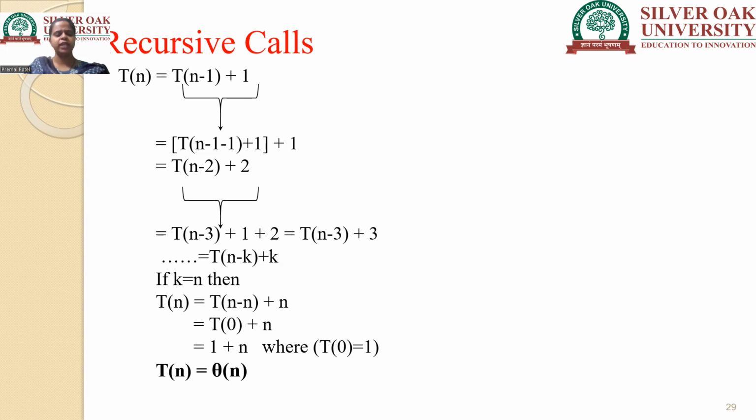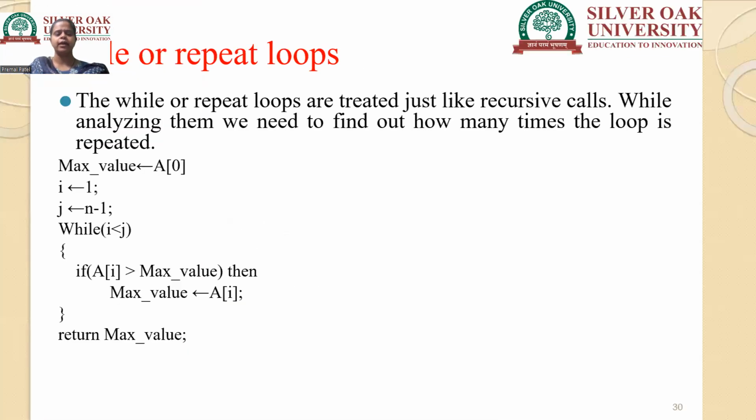Again, we put k equal to n, then we will get t of n is equal to t of n minus n plus n, which is equal to t of 0 plus n, that is 1 plus n, where t of 0 is equal to 1. So we will get the complexity as t of n is equal to theta of n.